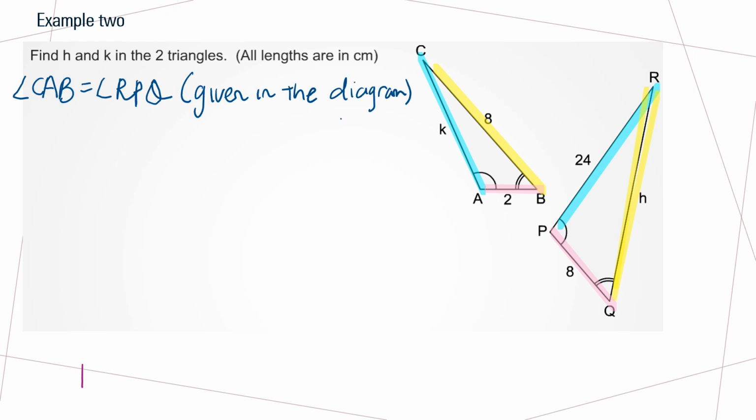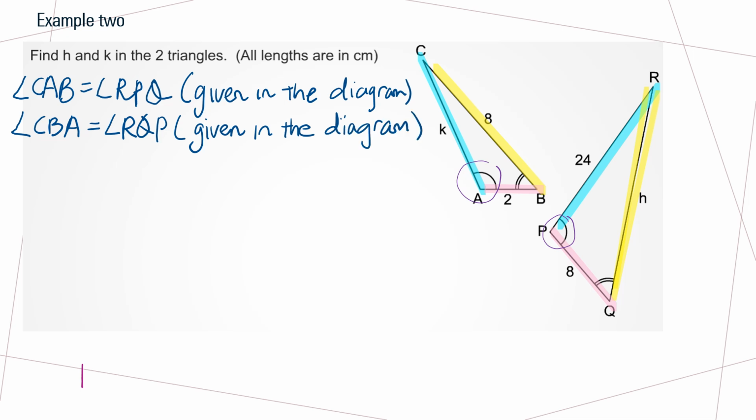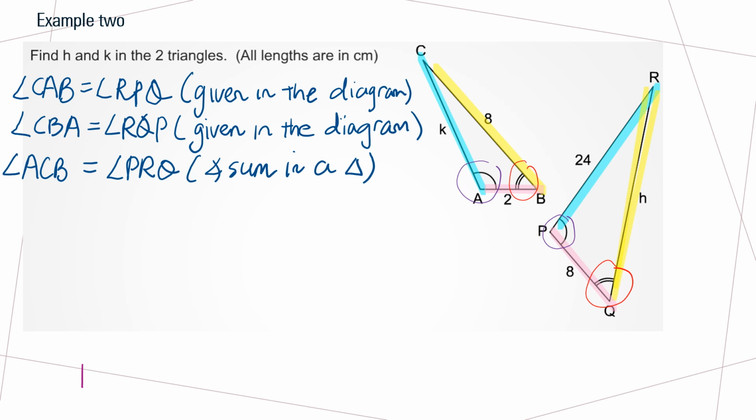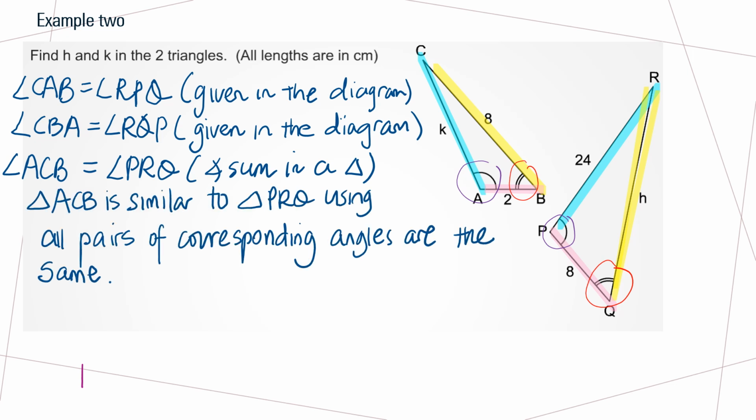Let's go on to prove that the corresponding angles are the same. Angle CAB is equal to angle RPQ, given in the diagram. Another pair of angles are the same, also given in the diagram. If two corresponding angles are the same, then the third one will be the same based on the angle sum in the triangle. So you can say that the two triangles are similar using all pairs of corresponding angles are the same.